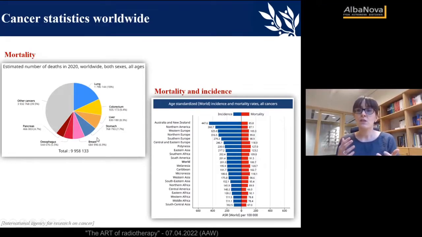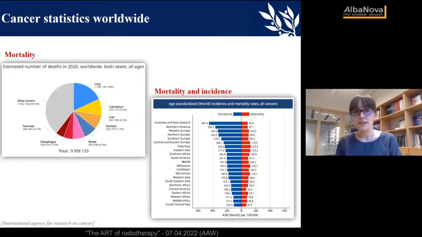If we now compare mortality with incidence, in this plot we see that worldwide the ratio between incidence and mortality goes as 1 to 2. But if we concentrate on Europe, we see that this proportion goes as 1 to 3.